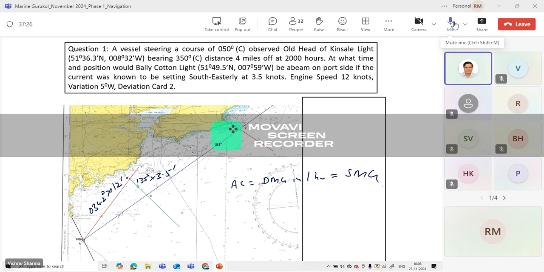Where will the ship be at 2100 hours? Ship will be at sea at 2100 hours. Just to add on to the question, that is not required by the question. I'm just adding on that, right?